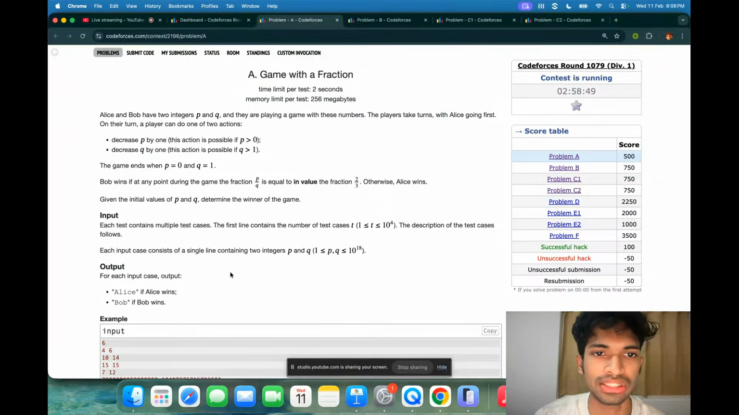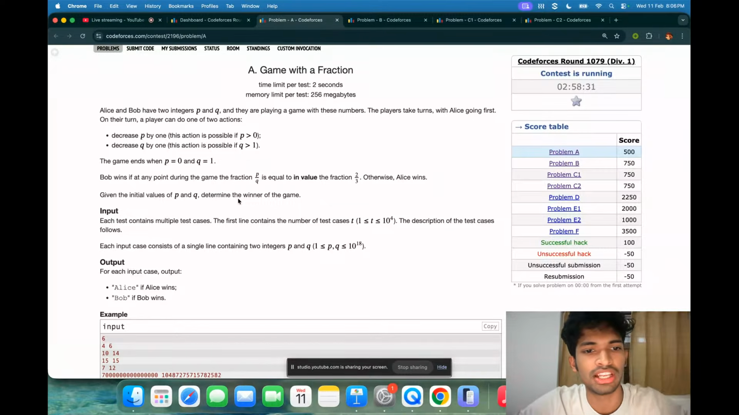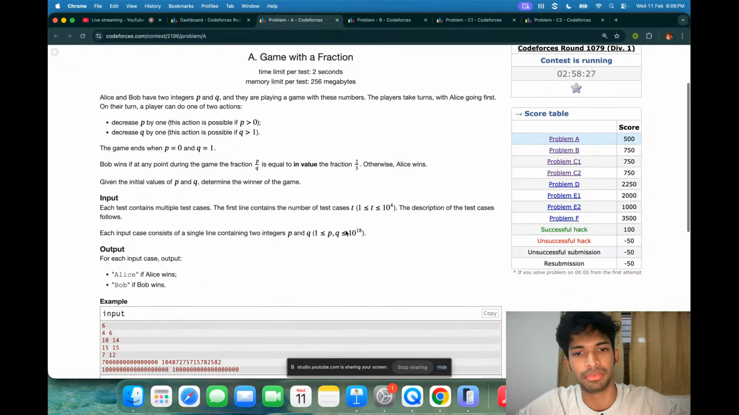Like they have two integers. They can either decrease P or Q. The game ends when P equals 0 and Q equals 1. Bob wins if at any point during the game the fraction P by Q is equal in value to the fraction 2 by 3. Otherwise, Alice wins. Given the initial values of P, Q, determine who is the winner of the game. Yeah, so it's a nice problem.